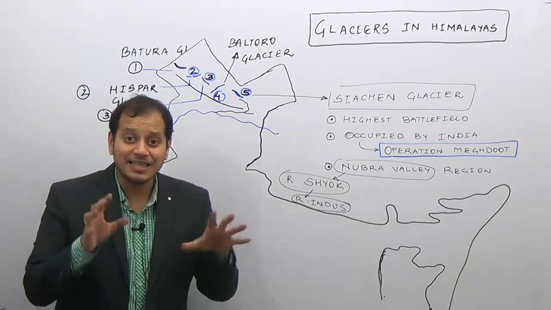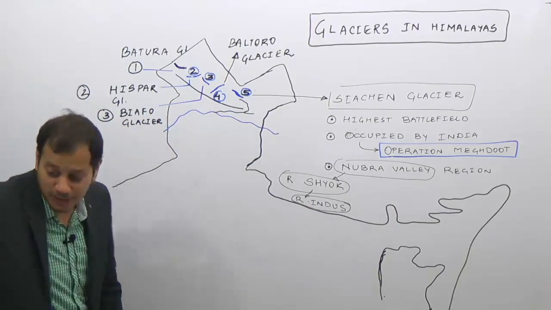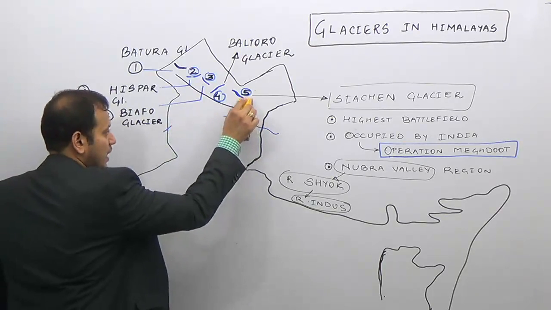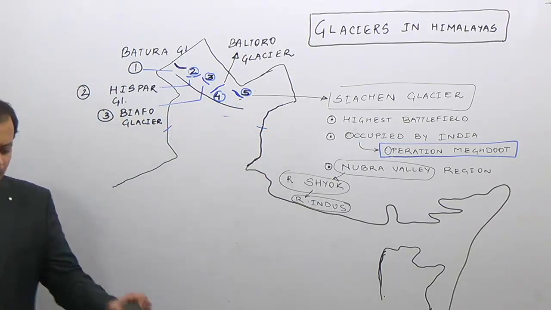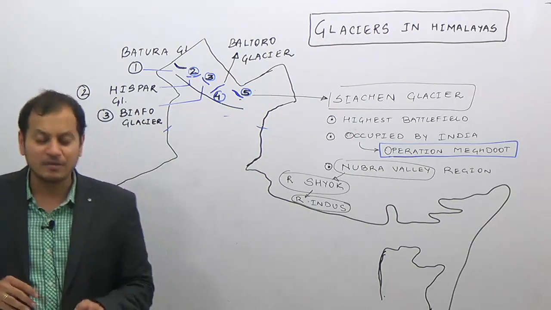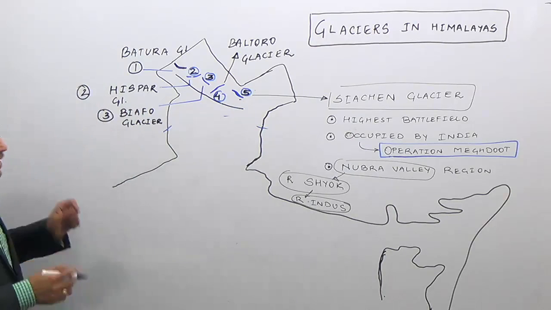Now all these glaciers which we have done, these are the glaciers of which mountain ranges? These are the glaciers of the Karakoram range. So the glaciers of the Karakoram range are, the question can be very simple. They can give you 4 and 5 names of the glacier, and they can ask you which of the glaciers are of the Karakoram range.